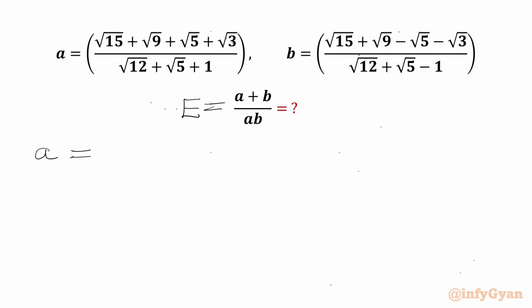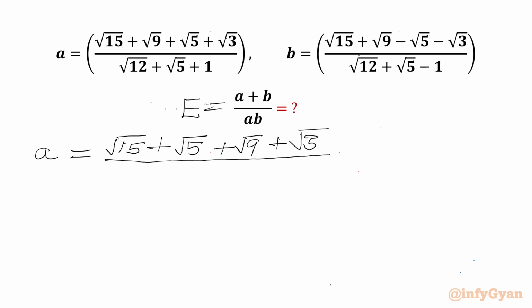So let us write a first. I will write square root 15, then I will be writing square root 5, then we have square root 9, then we can write square root 3. Now in the denominator, square root 12 we can write as 2 root 3, then we have square root 5, then we have plus 1.